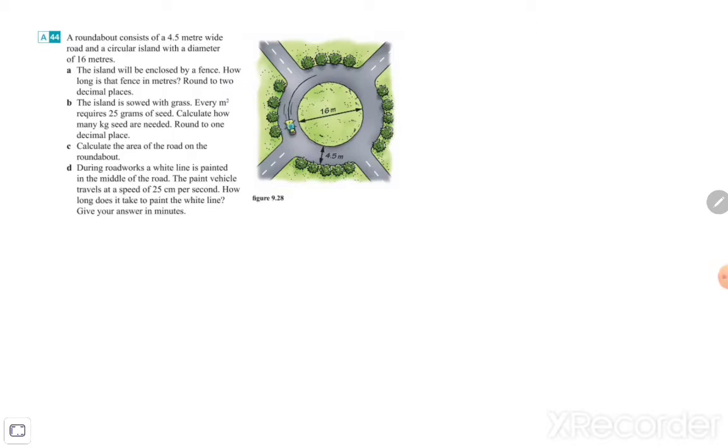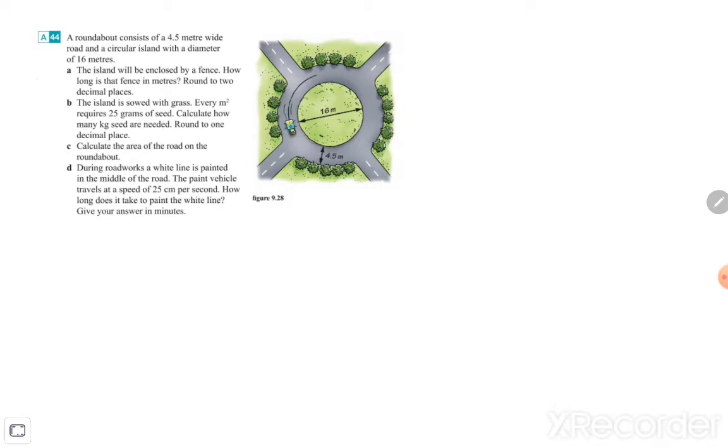Here's a new explanation video about exercise 44, where we're going to talk about the circumference of a roundabout. In Dutch, a roundabout is een rotonde. They say that a roundabout consists of a 4.5 meters wide road. You'll find it on the right side in the drawing. There's an island in the middle with a diameter of 60 meters, and with A they say the island will be enclosed by a fence. How long is the fence in meters, rounded to 2 decimal places?